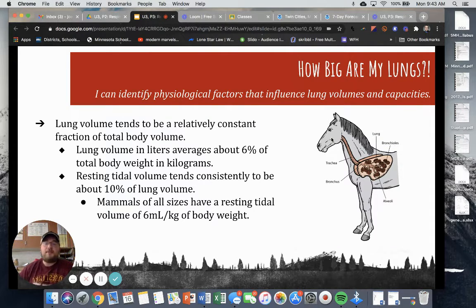Lung volume also tends to be a relatively constant fraction of total volume. Lung volume in liters averages about 6% of the total body weight in kilograms, and the resting tidal volume tends to consistently be about 10% of lung volume. So mammals of all sizes have a resting tidal volume of 6 milliliters per kilogram of body weight. So just some important information to know.